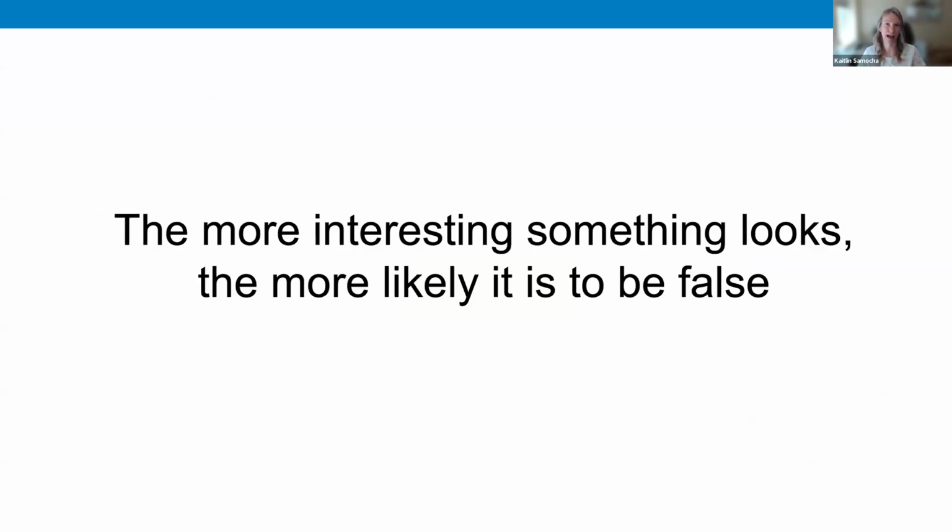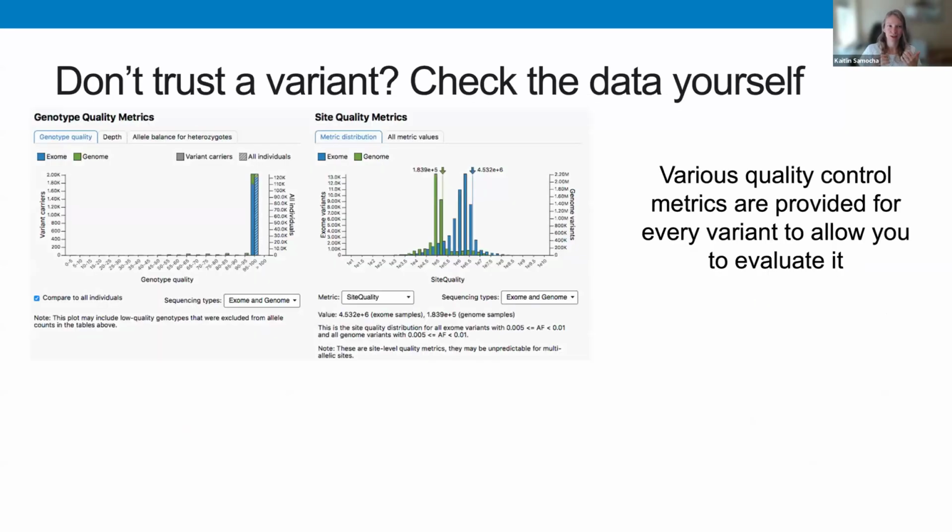However, I do want to really emphasize that when you're looking at databases such as gnomAD, but this includes UK Biobank and All of Us, the more interesting something looks, the more likely it is to be false. So for example, if you see a variant in gnomAD that you don't think should be there, we suggest that you look into the data. So on gnomAD, we provide quality metrics and genotype metrics so that you can decide whether this looks like a real variant. For example, the depth, the allele balance of heterozygotes, site quality metrics.